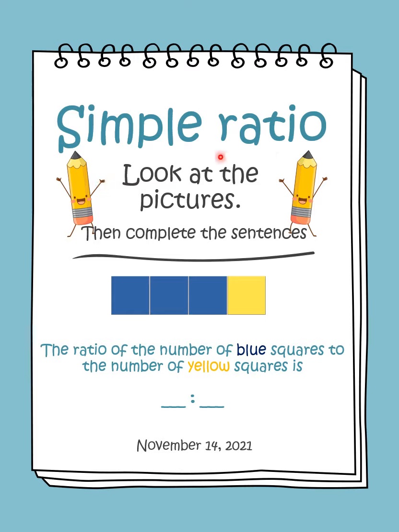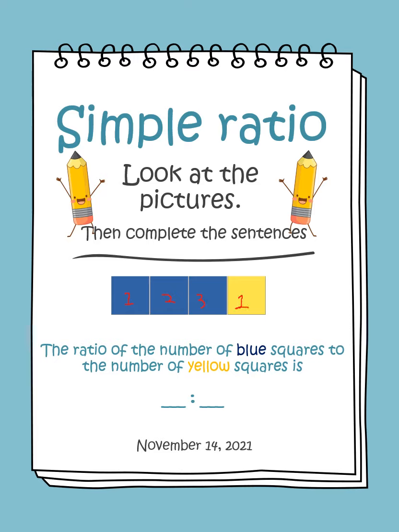Simple ratio. Look at the picture here. Then complete the sentences. The ratio of the number of blue squares to the number of yellow squares is. First, you need to count how many blue squares are there. So there are 3 blue squares and there are only 1 yellow square.